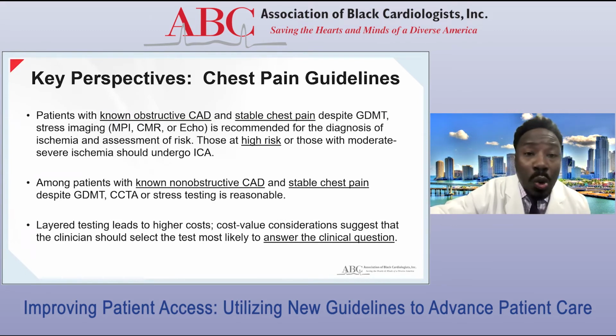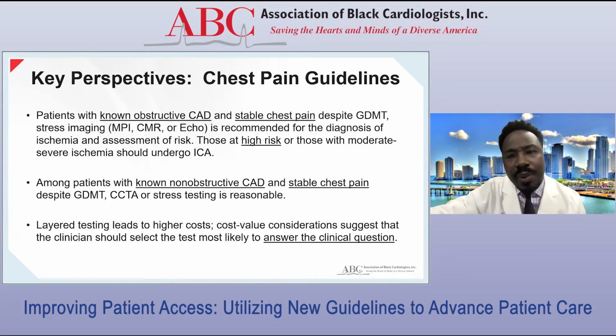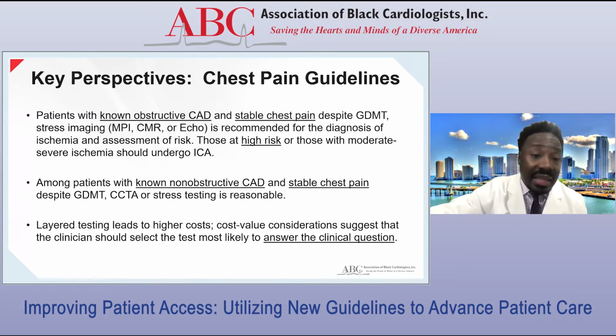Patients with known obstructive CAD and stable chest pain who continue to have stable chest pain despite guideline-directed therapy, stress imaging is recommended for the diagnosis of ischemia. Those who are deemed to be at high risk, who have high risk features, which we'll discuss in slides to come, should undergo invasive coronary angiography. In patients with known non-obstructive CAD with stable chest pain despite guideline-directed therapy, it is recommended that a coronary CTA or stress testing be implemented.